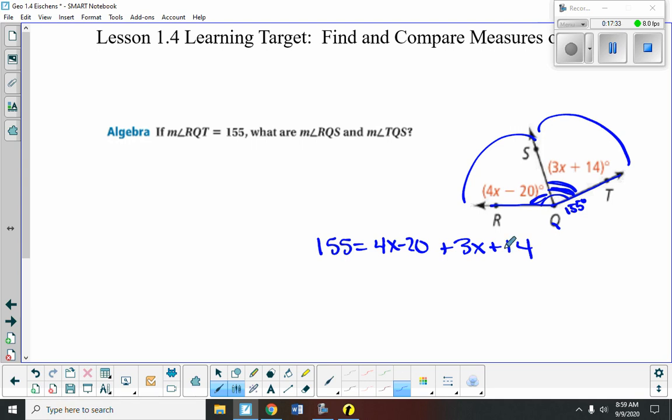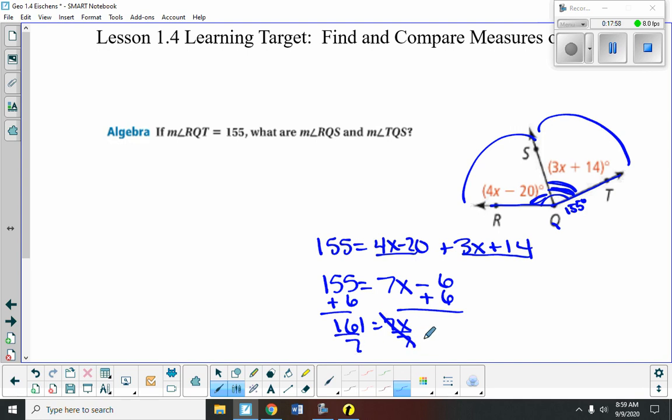So the two smaller angles, add those together, and it equals the whole. Now to solve this, we'll combine like terms. So we have 7x minus 6, and then solve the equation. We'll get the x by itself, so we'll add 6 to both sides. And then to solve for x, we'll divide. So x equals 23, I believe, if I did that right in my head.